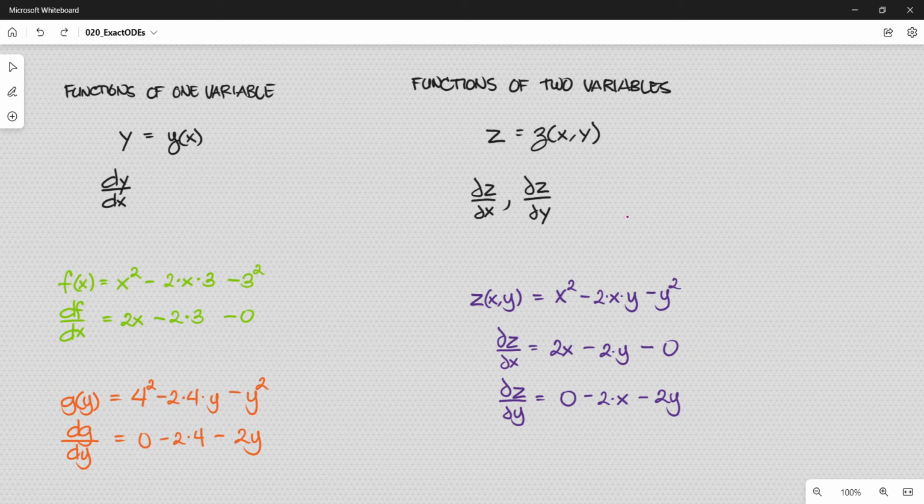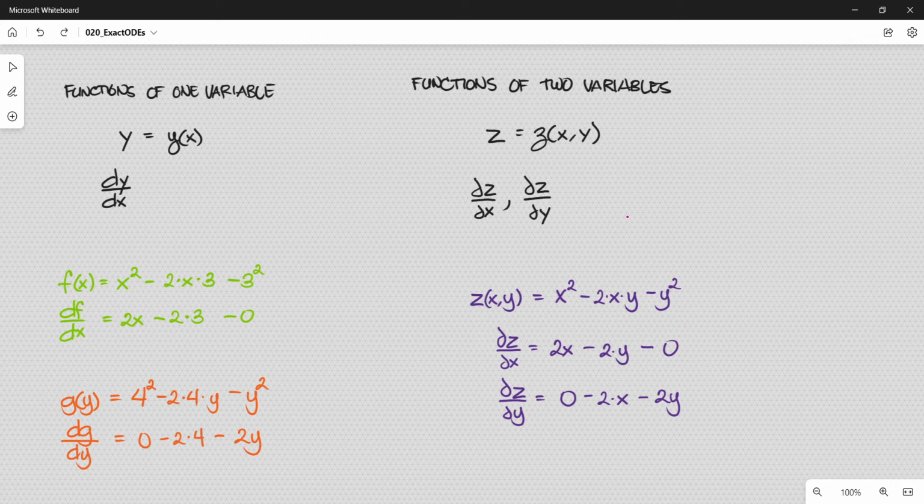Punta naman tayo sa partial derivatives ng functions ng two variables. So, eto, example. Kunin natin yung partial derivative ng z with respect to x. So, pag kinukuha natin yung partial derivative ng z with respect to x, hinohold natin yung mga y as constants.